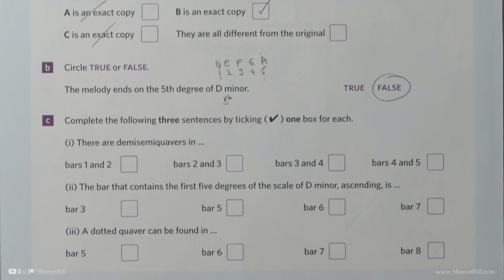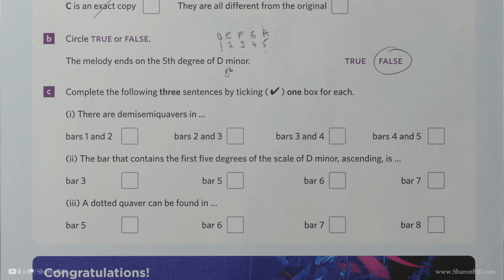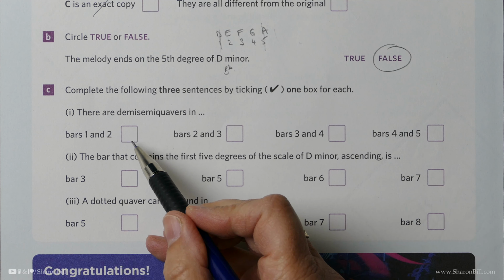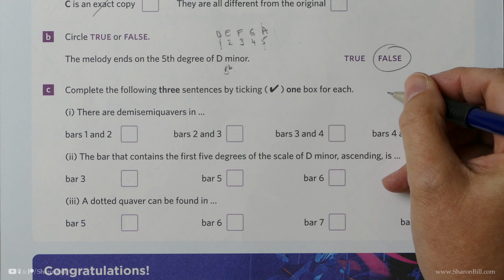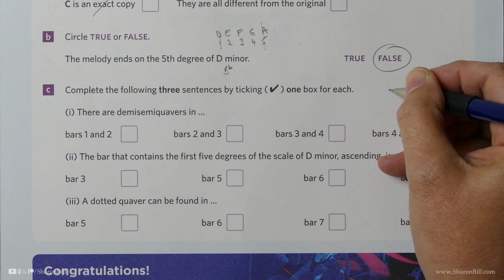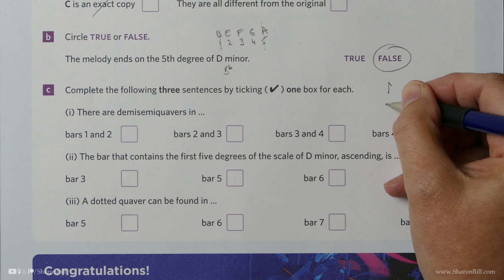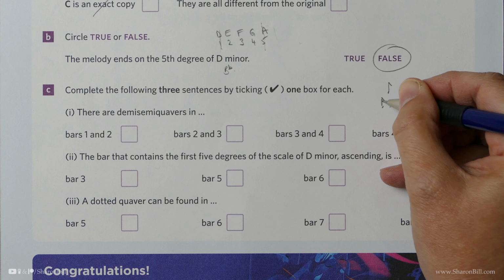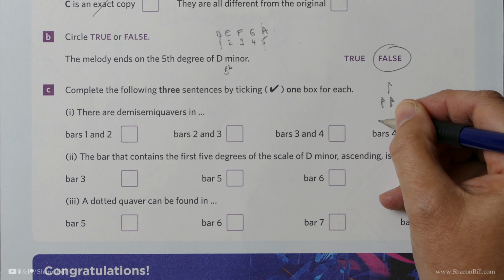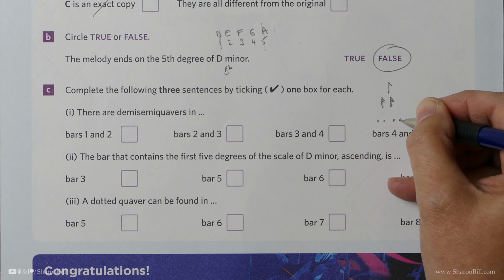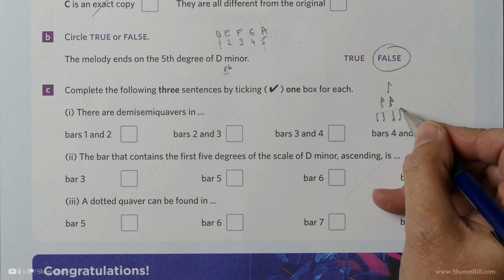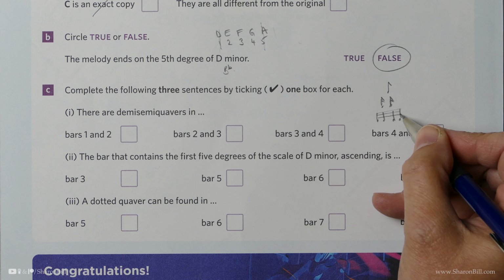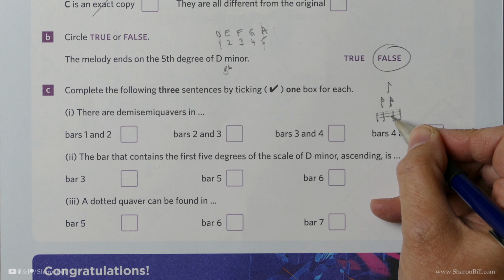Now we need to answer each one of these little questions and show where we can find some demi-semiquavers. So we know that a quaver has 1 tail, semiquavers have 2 tails, and demi-semiquavers would have 3 tails, but of course when they're grouped they would be just beams, wouldn't they? So we're looking for 3 beams.